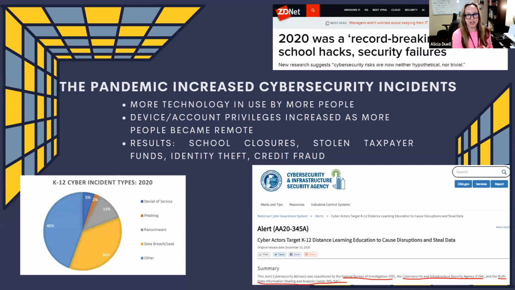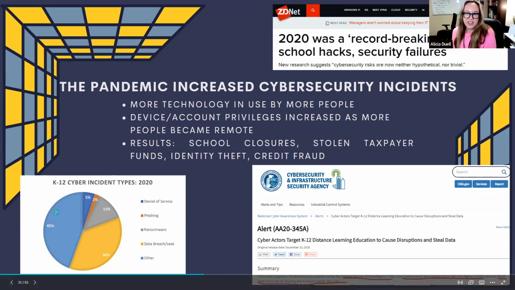Unsurprisingly, the pandemic increased cybersecurity incidents. 2020 was the biggest year for school hacks, partly because more technology was being used by more people. As people became decentralized in their homes, account privileges got spread out and more people got more account privileges since they weren't all together in a building. The more people you give access to things, the more potential you have for data privacy problems.